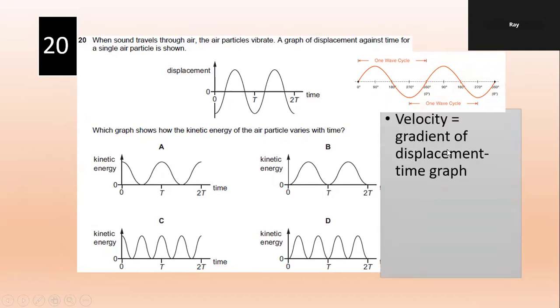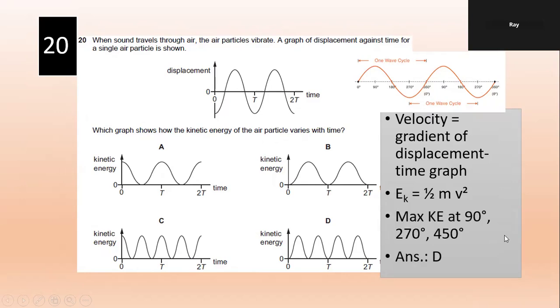velocity is the gradient of the displacement-time graph. And kinetic energy, you just square this one, it becomes positive, square this one, becomes positive. So within a period, there is that. So your answer is donkey.